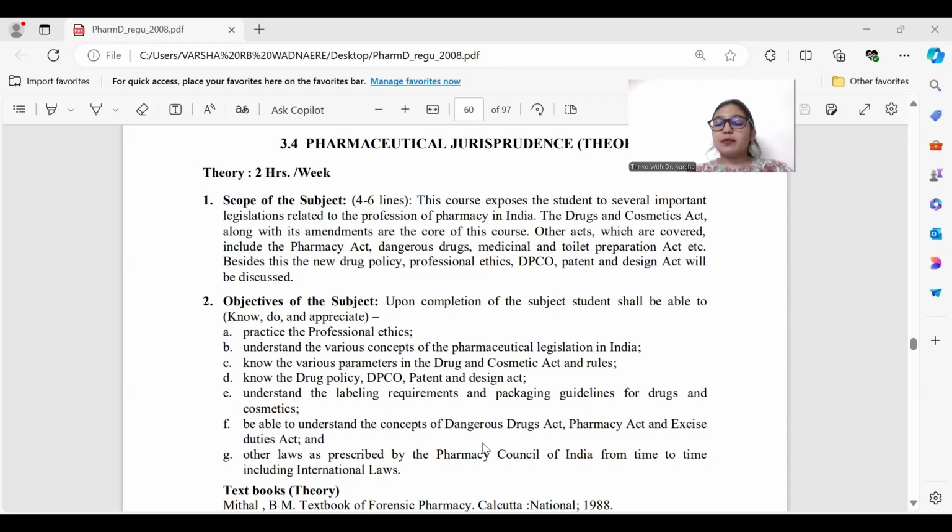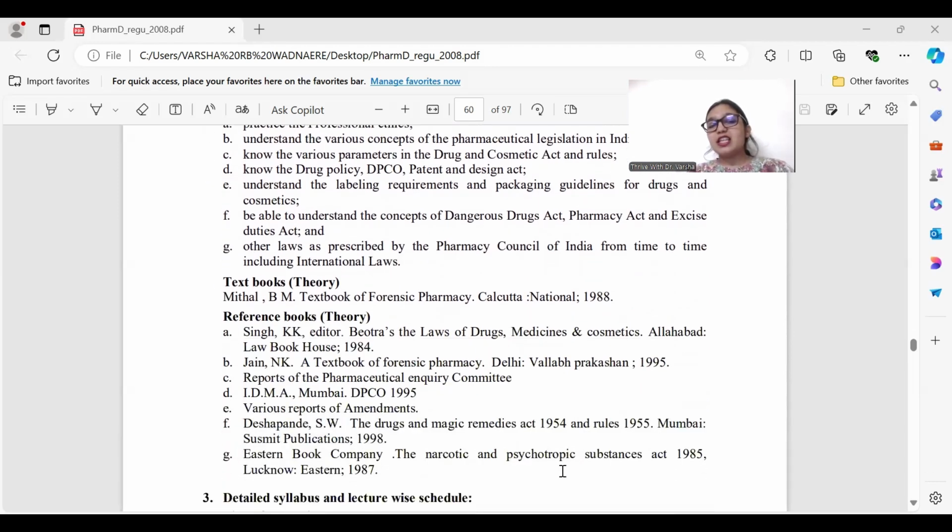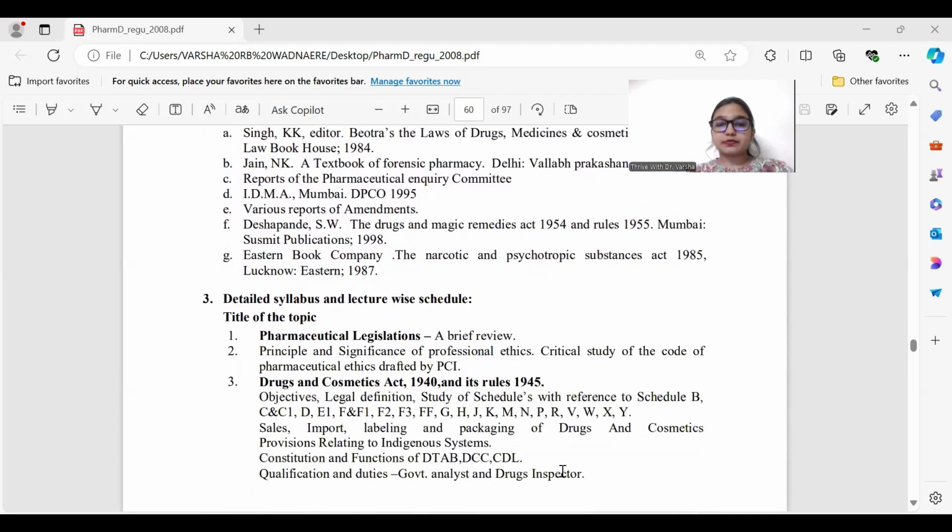Other laws are prescribed by the Pharmacy Council of India from time to time, including international laws. And whatever textbook and reference book your professor is guiding you to refer, refer to those.